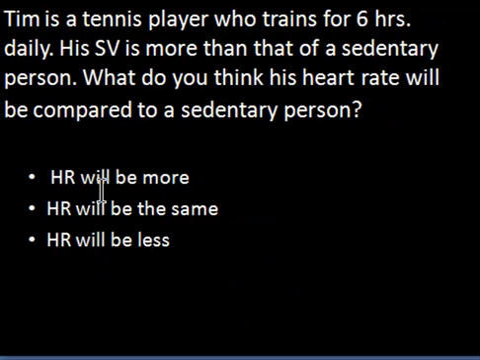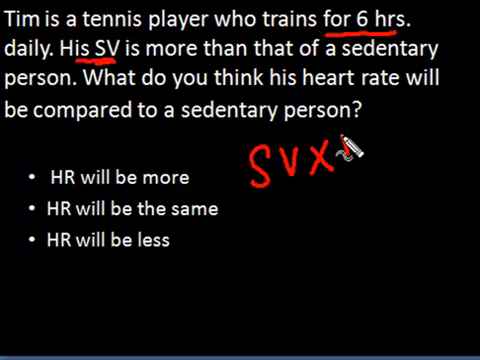Let's look at this question. So here it talks about this person who's an athlete, who's a tennis player who trains for 6 hours. So obviously daily training, so that person is an athlete. Athlete, in his case, his stroke volume is more than that of a sedentary person. So that is very true of athletes. They have higher stroke volumes. And then it asks you, what do you think his heart rate will be compared to a sedentary person? So now we know that stroke volume times heart rate is equal to cardiac output.